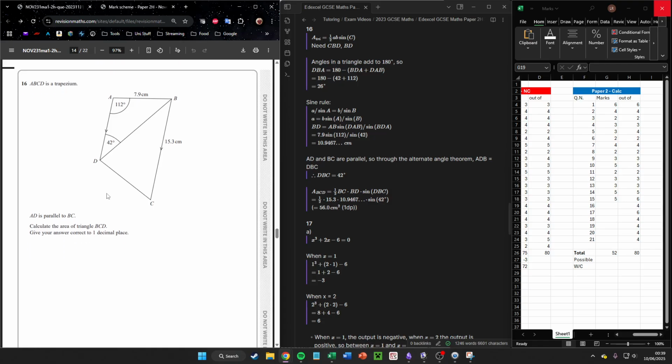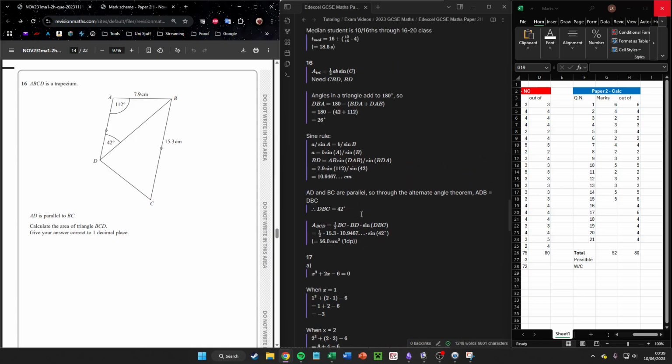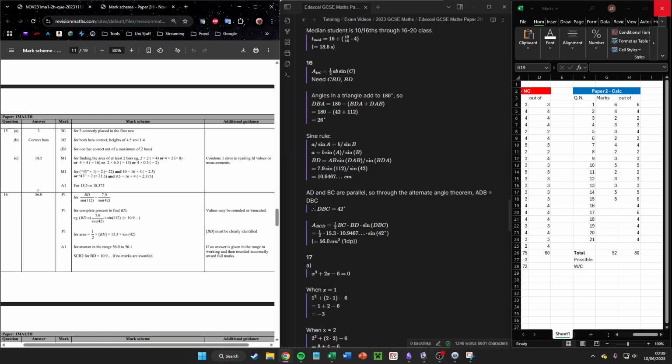Question 16. ABCD is a trapezium. All these sort of dimensions given here. Calculate the area of this triangle here. And I got 56 centimeters squared. Yeah, that's exactly the answer there. So for using the sine rule, which I did use, didn't I? 7.9 over 42. So 12.